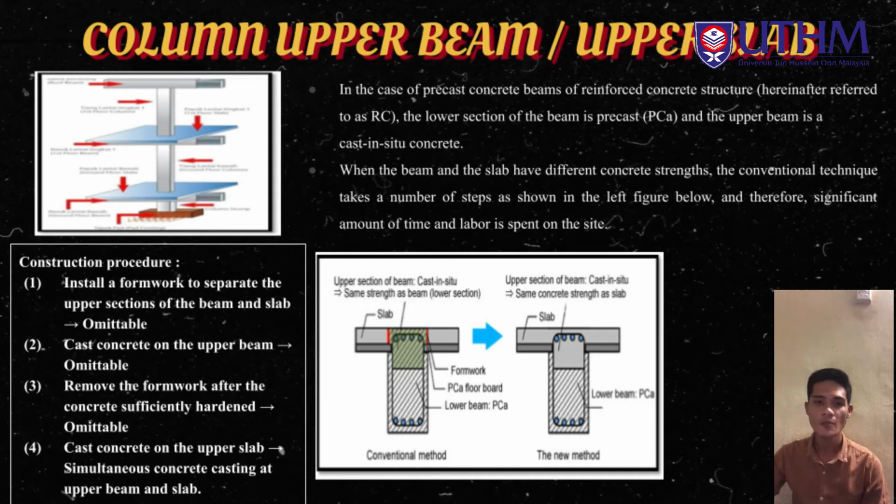For the construction procedure, first, install a formwork to separate the upper section of the beam and slab. Second, cast concrete on the upper beam. Third, remove the formwork after the concrete has sufficiently hardened. And fourth, cast concrete on the upper slab. It means simultaneous concrete casting at upper beam and upper slab.